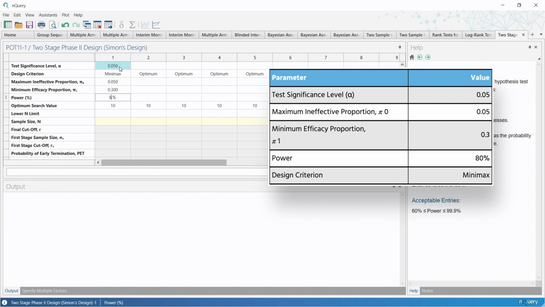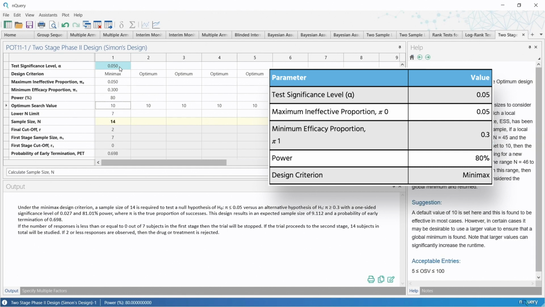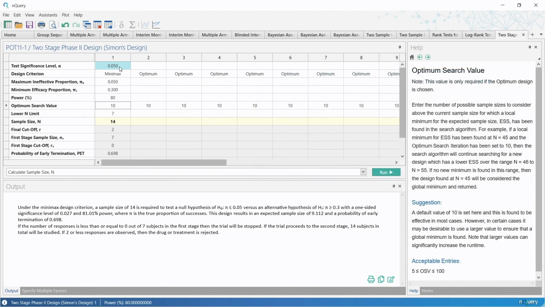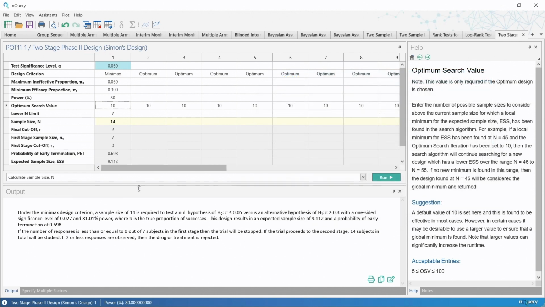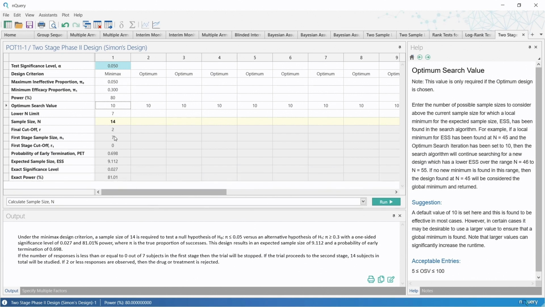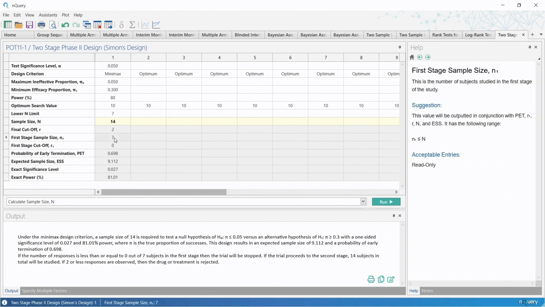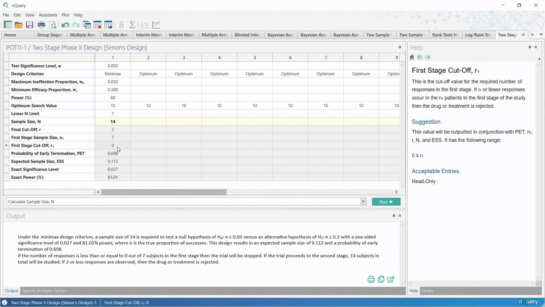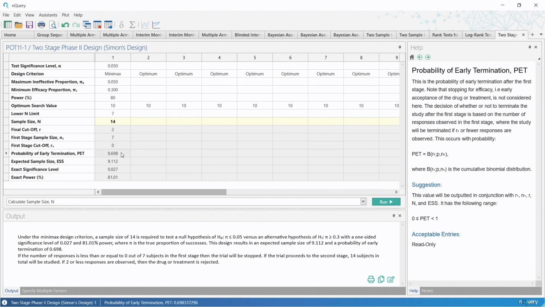They targeted a power of 80%, and using the default search criteria, the sample size is equal to 14, with two stages of 7 and 7. You can see here that at the first stage, after 7 subjects have been completed, if there had been 0 successes, then we would stop the trial early. And the probability of that occurring, if the proportion was actually 0.05, would be around 70%.